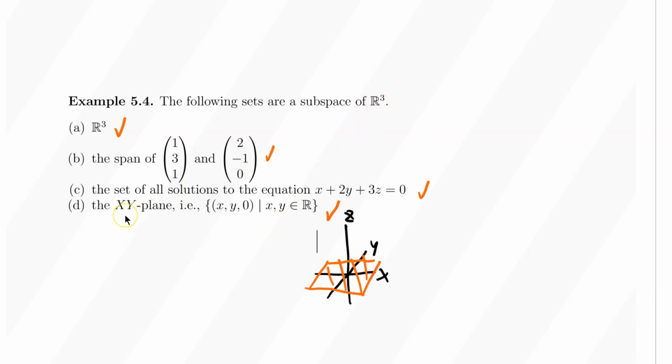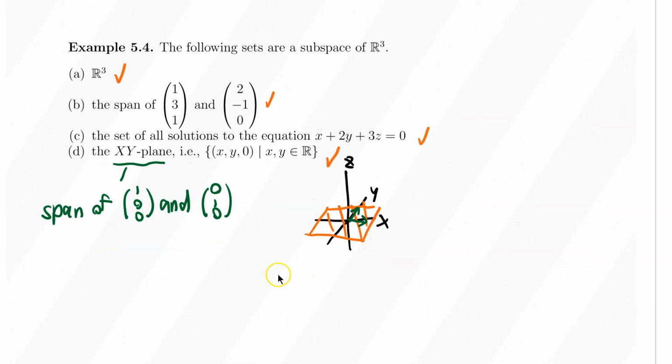Or I can actually also view this xy plane as a span as well. I can think of this as a span of the two vectors (1, 0, 0) and (0, 1, 0). So these two green vectors are the vector in the x-axis and the vector in the y-axis. These two green vectors here would span the orange plane, the xy plane that I have.